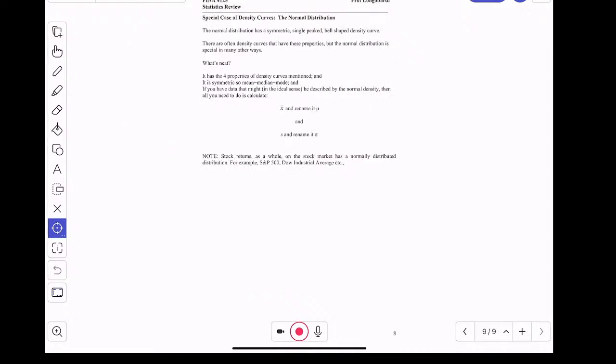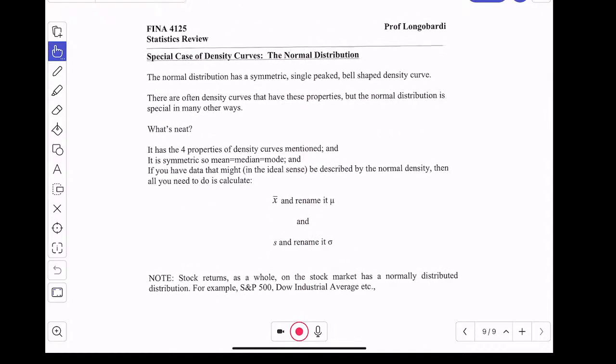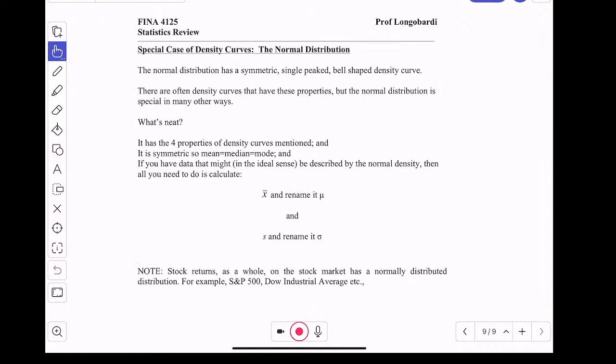And that brings us to the special kind of symmetric density curve known as the normal distribution, and we're going to talk about that. The normal distribution has a special spread, and it has all the properties of the symmetric density curves that we discussed. It's symmetric, so the mean, the median, and the mode are the same, but it's particularly spread out.